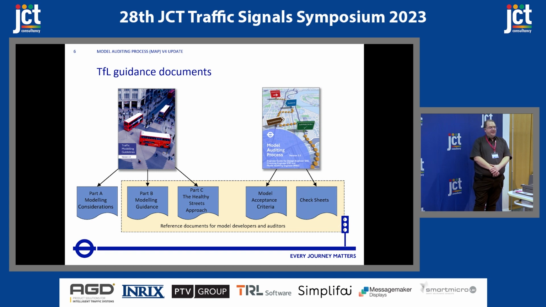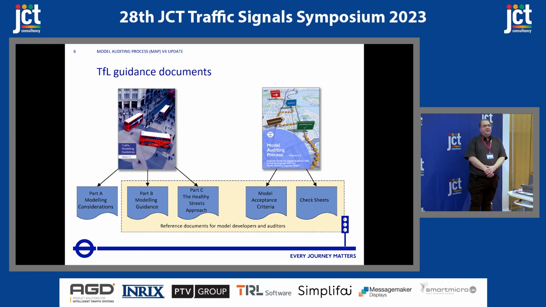Part B is a technical section aimed at modelers and practitioners. There's general modelling advice and software-specific guidance on specific traffic modelling software used by TfL. And in the last version of the modelling guidelines that we talked about 2 years ago here, we introduced Part C, which focuses on the healthy streets approach from the mayor's transport strategy, with a particular focus on sustainable modes, including pedestrians and cyclists.